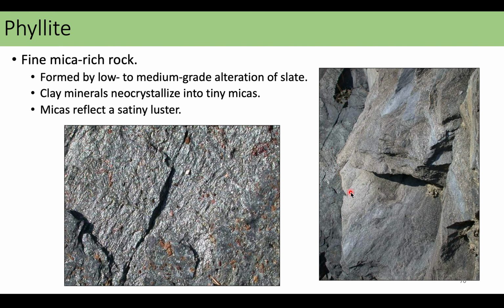Phyllite is the next one. So if slate continues undergoing metamorphism, we might end up with this very fine mica-rich rock. So remember that mica is that shiny sheet silicate that peels off. It could make a window or a cellophane. This is more of a low to medium grade metamorphism.